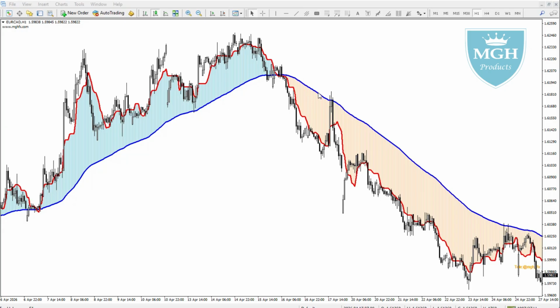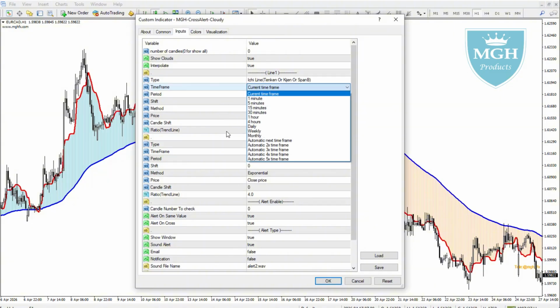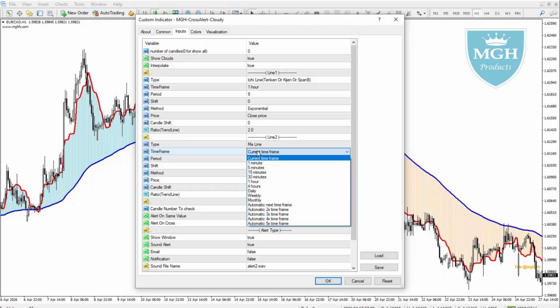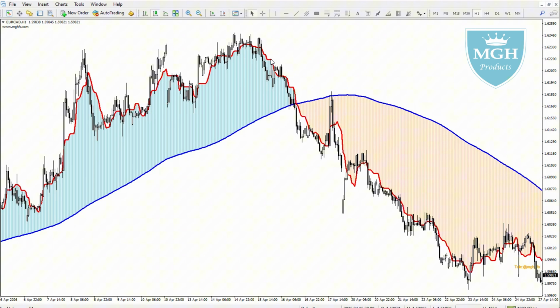This is where the indicator really stands out. Line 1, Ichi line period 9, time frame 1 hour, so we have Tenkan-sen on H1, and line 2, MA line period 50, method simple, time frame 4 hours, so we have SMA 50 on H4. Clouds are on. On the chart, you can see that the blue line is H4 SMA 50.